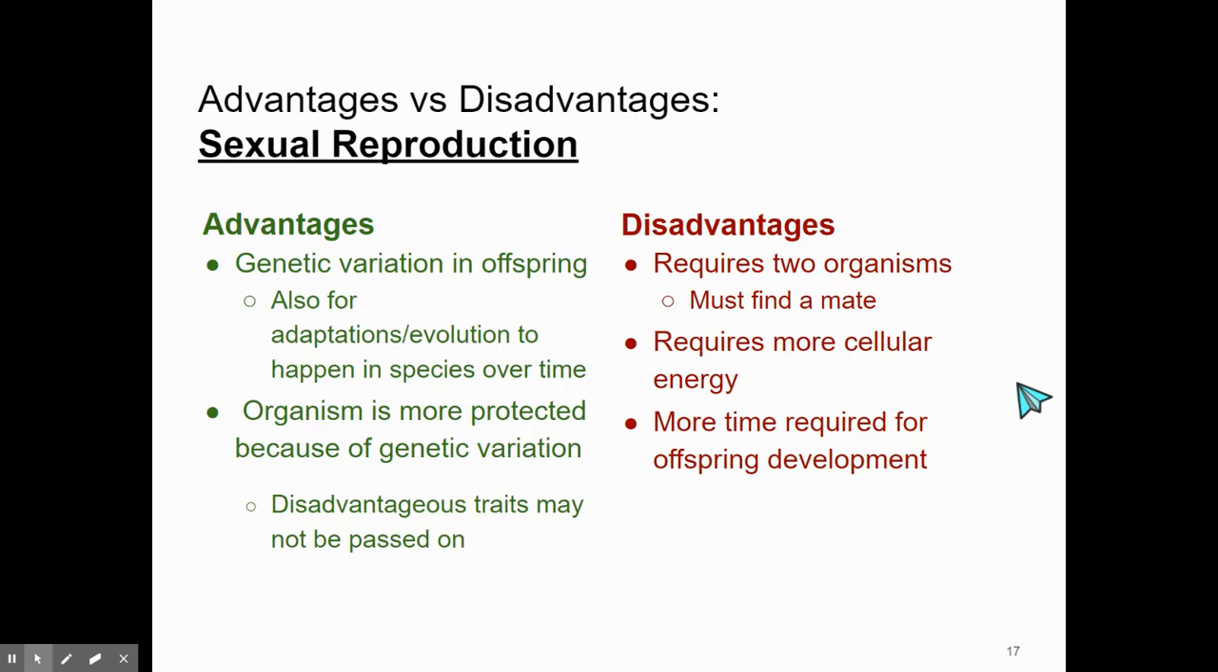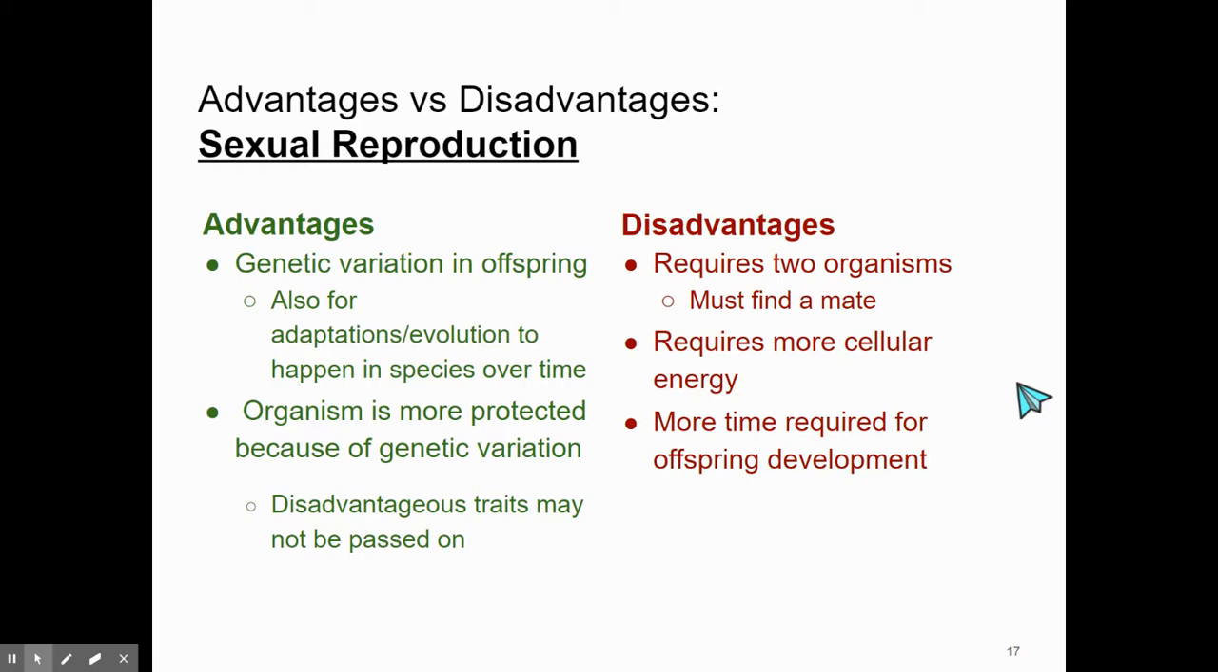Disadvantages. It requires two organisms, so you must find a mate and be able to attract a mate. It also requires more cellular energy, so it takes a lot more resources, and more time is required for offspring to develop. Like you go through pregnancy with sexual reproduction. Pregnancy can take a while depending on the organism. Rabbits only take a few weeks. Most prey animals take a short time. The more advanced animals and carnivorous animals take a little longer.